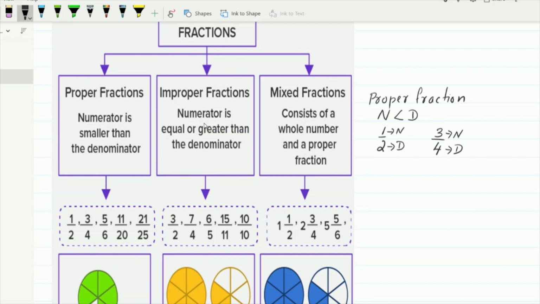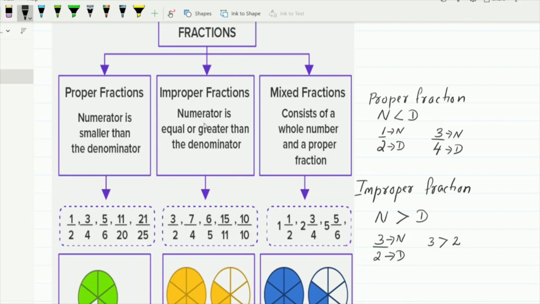Okay. Now improper fraction. In improper fraction, numerator is greater than the denominator. Numerator is greater than the denominator. So for improper fraction, I will write the condition here: numerator is greater than, with the open part of the symbol towards n, that is numerator is greater than the denominator. Examples are given here: 3 by 2. What is the numerator here? 3 is the numerator. What is the denominator here? 2 is the denominator. Therefore 3 is greater than 2.